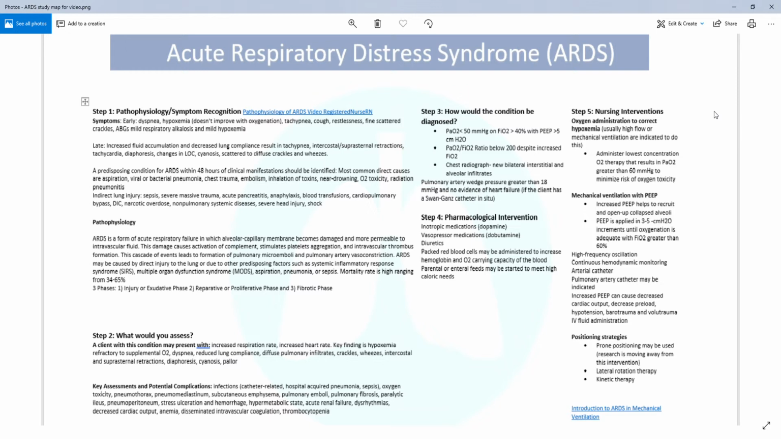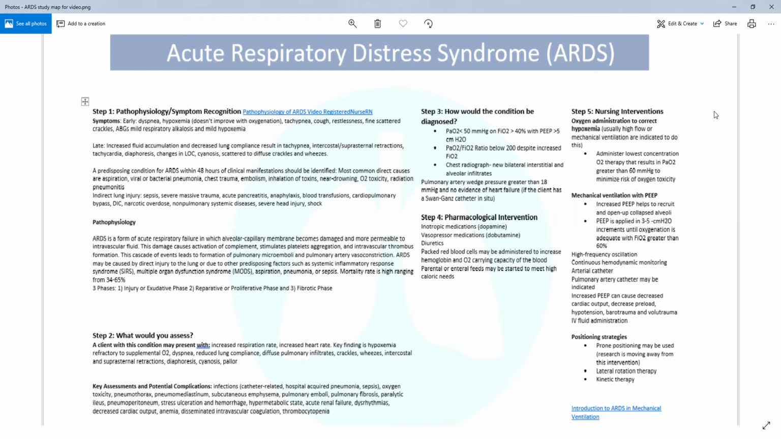And then there might be other things listed that are higher level, like high frequency oscillation, which is used for clients that are very sick with ARDS. It's a type of almost rapid ventilation. And so things that we need to look at are listed here. And then of course in ARDS, sometimes we place patients in prone positions. We use things like lateral rotation therapy or kinetic therapy.